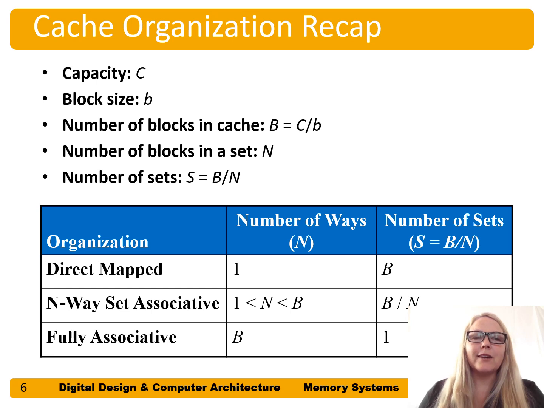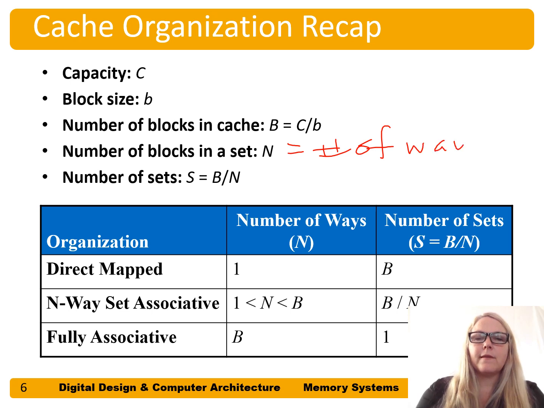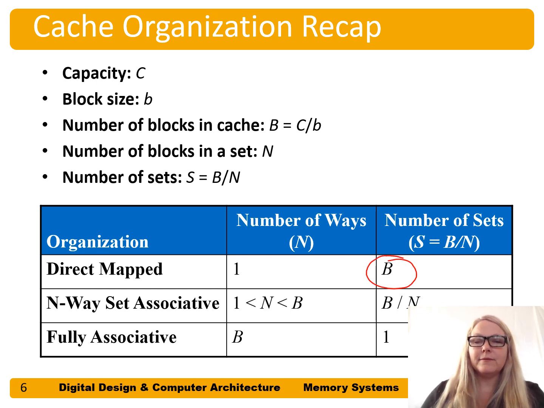So here's a recap of cache organization: capacity, capital C; block size, lowercase b; number of blocks in the cache, capital B, which is capital C over b; number of blocks in a set, capital N, which we also call simply the number of ways; and the number of sets, which is the number of blocks over the number of ways, B over N. So for a direct mapped cache, the number of ways is just 1. We only have 1 way in that set where we can store that data. And the number of sets is B over N, which is just B over 1.